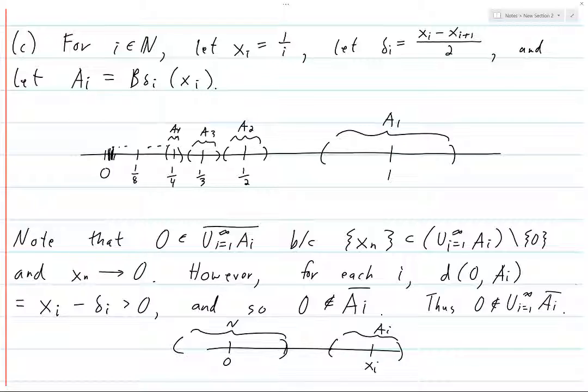So we found an element, 0, which is contained in the closure of the union, but which is not contained in the union of the closures. Therefore, we have constructed an example in which the union of the closures is a proper subset of the closure of the unions, because we found something in the latter set which is not in the former set. And that's what we were looking for, and so this completes the proof.